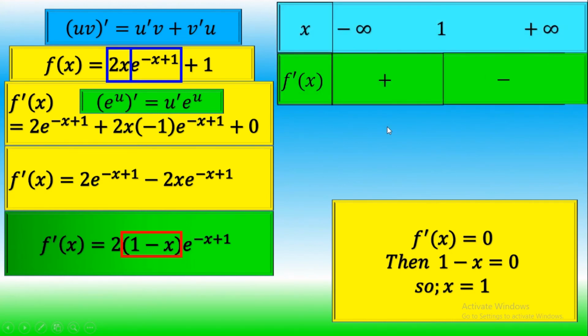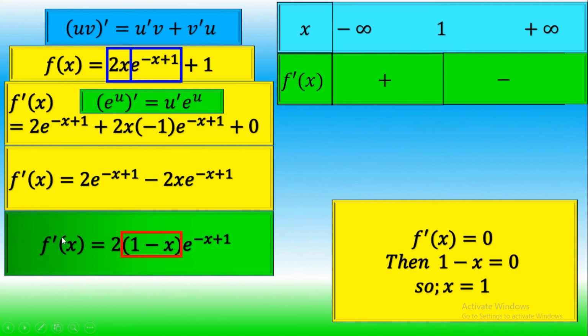If you know something, for x less than 1, then 1 minus x will be positive. Here 2 is positive. Also exponential minus x plus 1 is positive. So f prime of x in all will be positive. While if x greater than 1, 1 minus x will be negative.